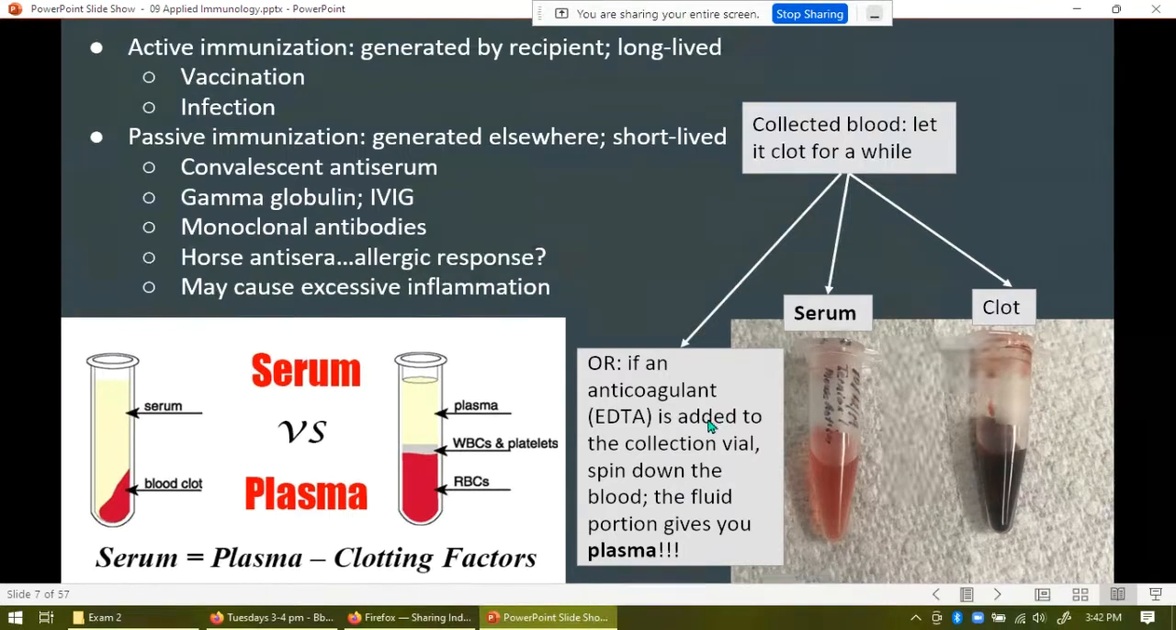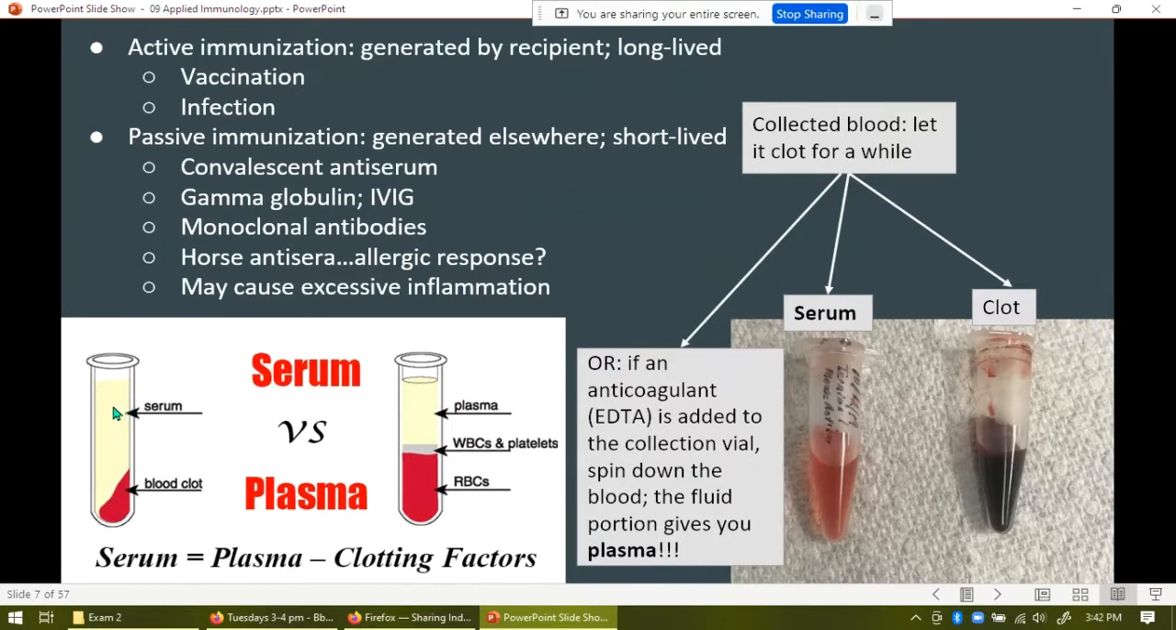In other cases, you add an anticoagulant called EDTA, which is a calcium sequestering molecule. You add that to the collection vial, and then if you spin down the red blood cells, the fluid portion is going to give you plasma. Okay. Now, in that case, the plasma still contains clotting factors because no clotting has happened. The clotting factors are still there. So coagulation depends on calcium. So when you add the EDTA, it prevents the clot from occurring. And then when you spin it down in the centrifuge, the red blood cells end up at the bottom, the plasma ends up at the top, and then you get a buffy coat between the two that is composed of white blood cells and platelets.